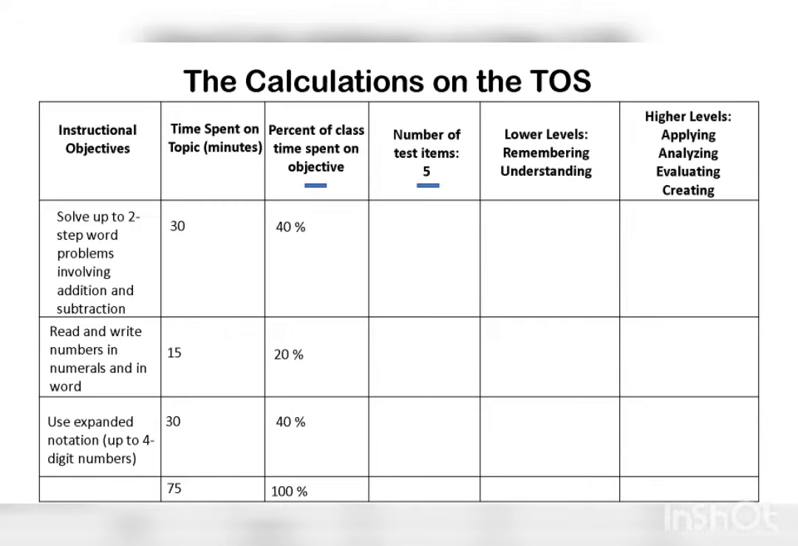So let's move on now to the number of test items. I know that this is always a little difficult. It's always a little problem to decide how many test items I must put on this objective or use to assess this objective. So this is how we're going to solve it. All right, so let us work it out.